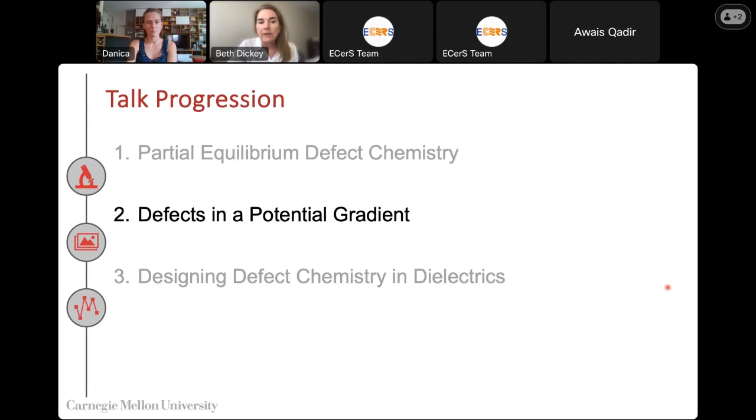And how it, ultimately, if you can calculate or measure the charge carrier concentrations and how they evolve as a function of oxygen activity, doping, and temperature, then you have some predictive power to understand the conductivity, both electronic and ionic, of the materials.